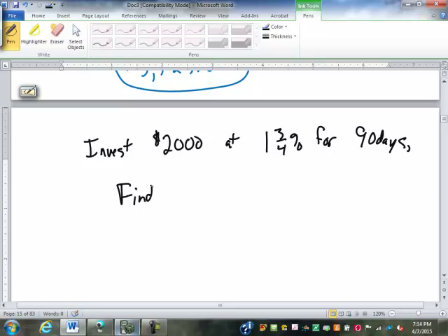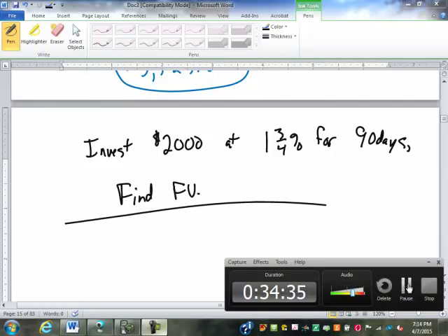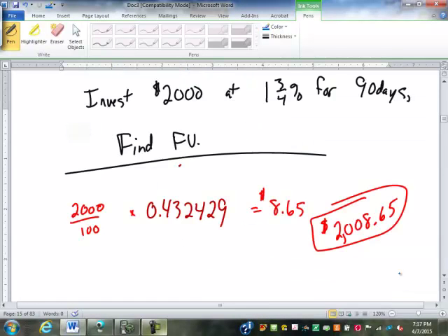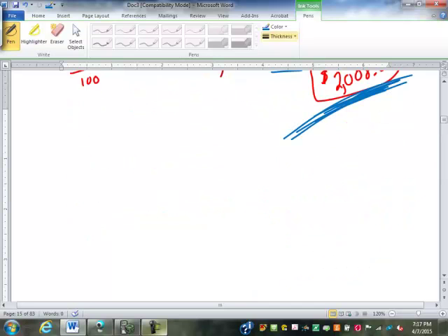Find the future value, your balance at the end of the 90 days. So you get a factor of 0.432429, $8.65 in interest. 2,000 divided by 100 is 20, so 20 times that factor is $8.65. So a future value of $2,008.65 in just 3 months, yes.